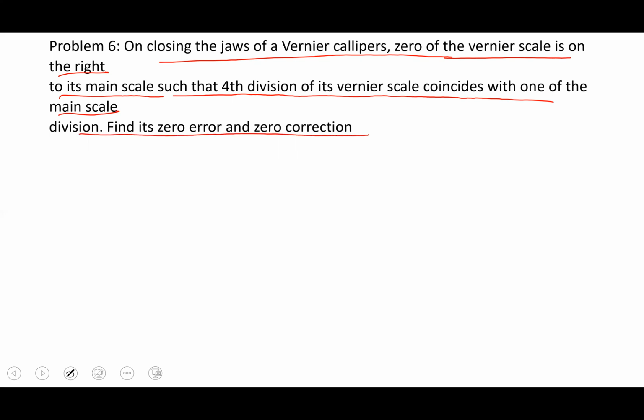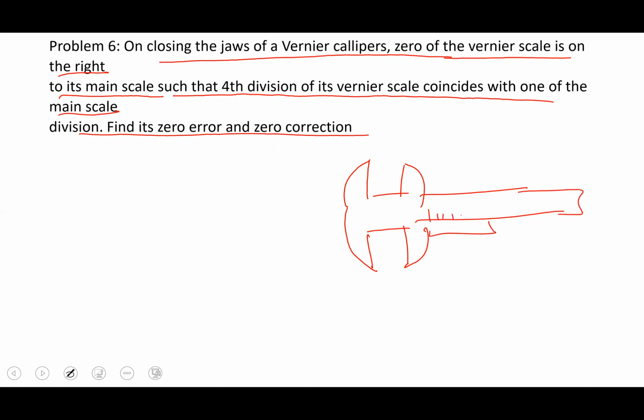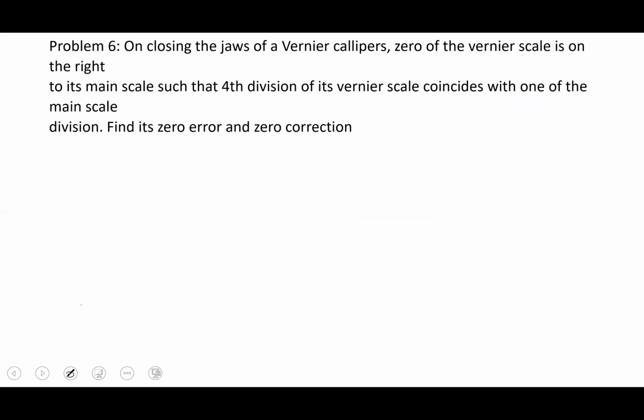Now, here's the situation. First of all, for simplicity, let me draw the vernier caliper, a rough diagram. As you can see over here, there's a vernier caliper. It has basically two scales. One is the main scale, which is on top, and one is the vernier scale, which is on the bottom. We are focusing on this point right now. So for clarity, I'm writing it like this. This is 0, and this is 1, 2, 3, 4, 5.